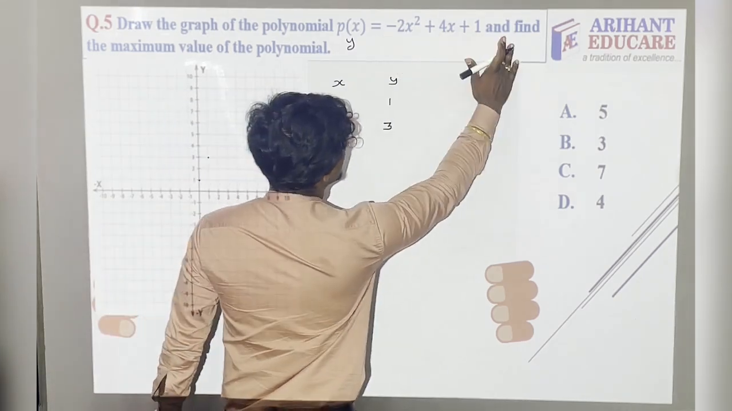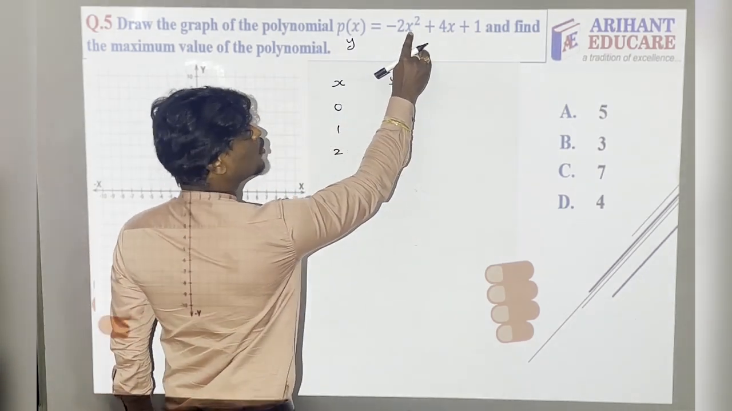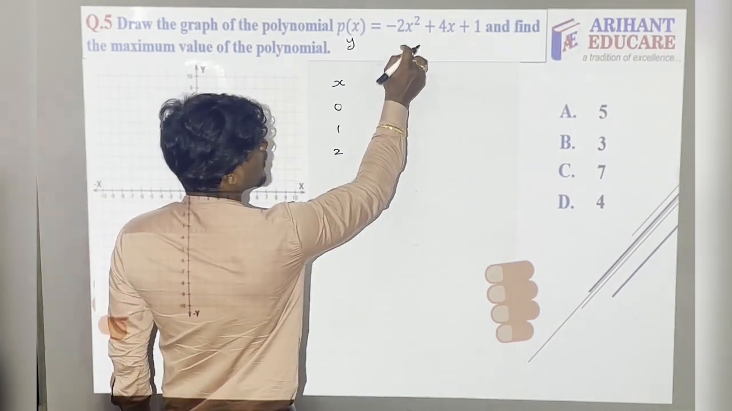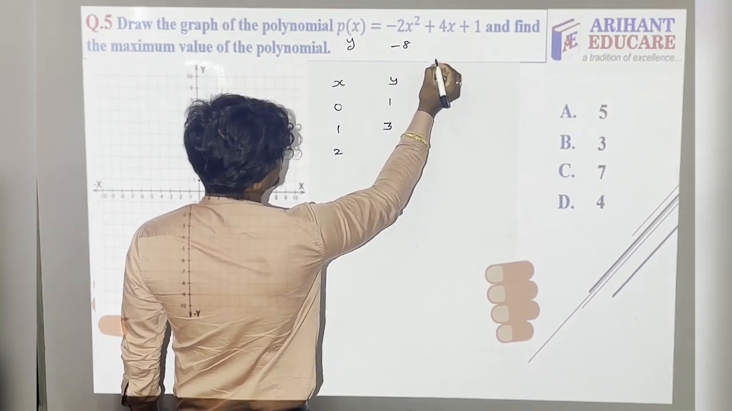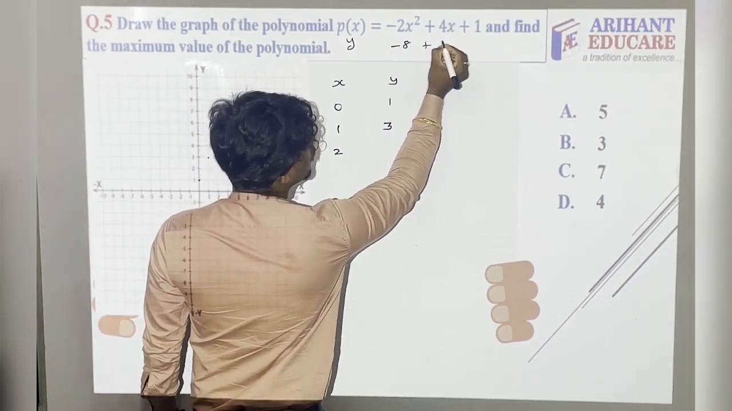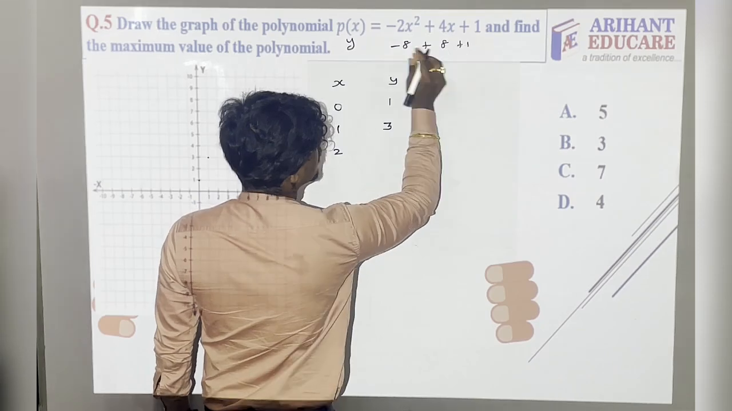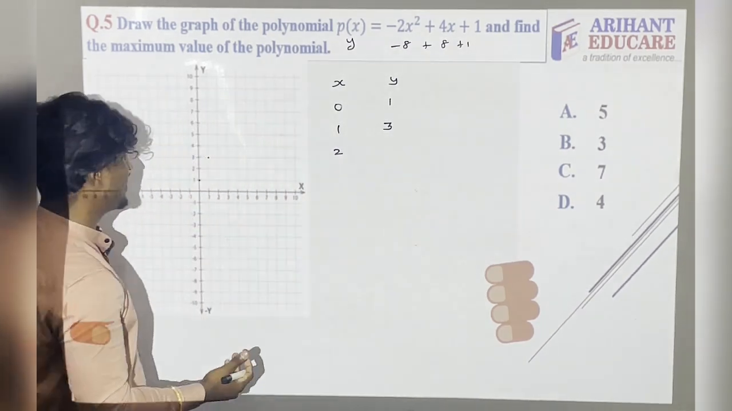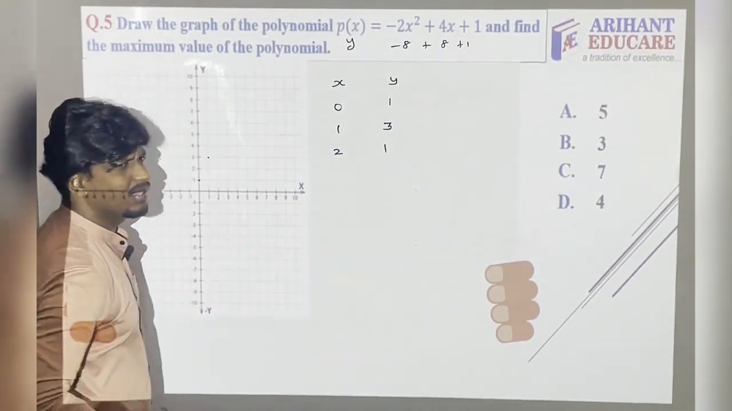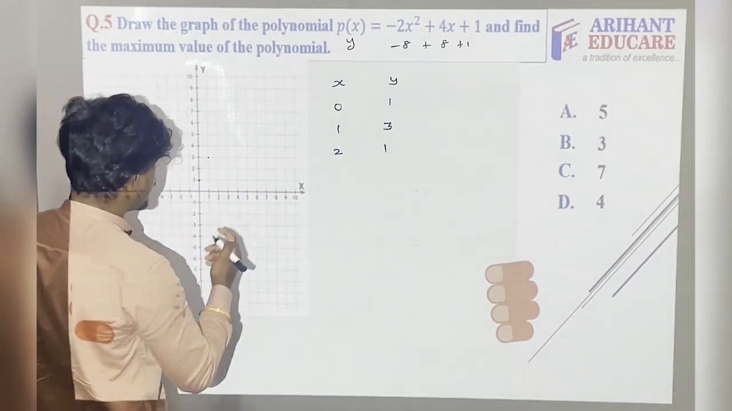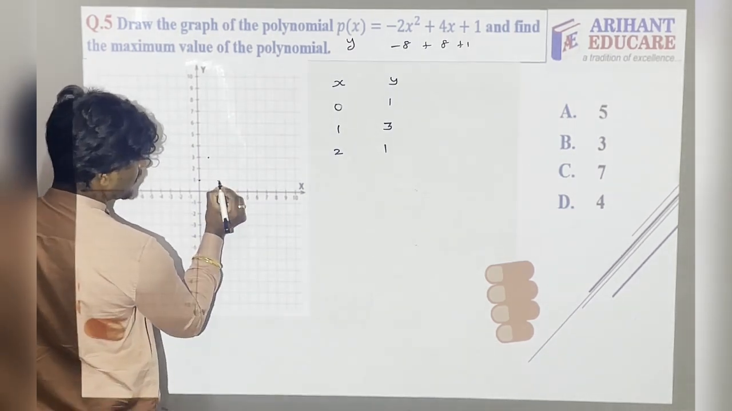I'm going for 2. X, let me put 2. 2 square is 4. 4 into minus 2 is minus 8. 4 into 2 is again 8 plus 1. Minus 8 plus 8 gives you 0. I'm getting 1 again. So when I put x as 2, y I'm getting 1. X is 2, y is 1.